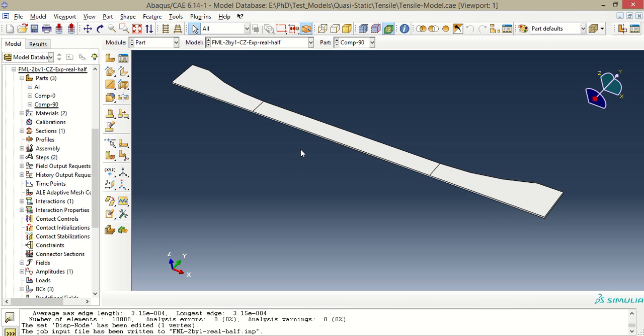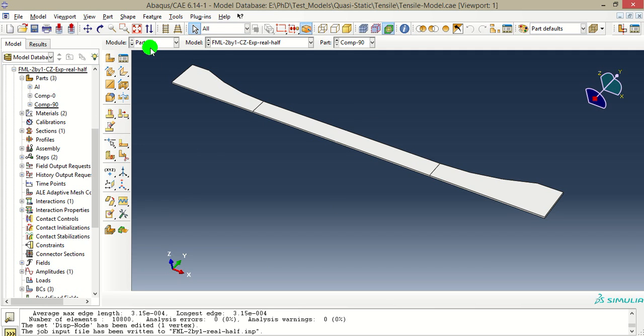Model symmetry can be applied, so only half of the model is generated. I have generated three models: aluminum, whose thickness is around 0.6 mm, and composite 0 and 90 degree, whose thickness is around 0.5 mm. This has all been done in the part module.